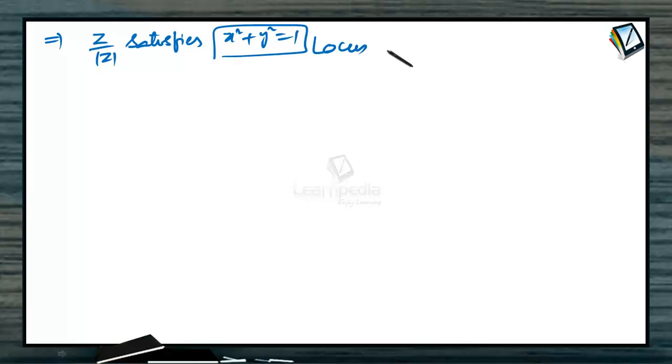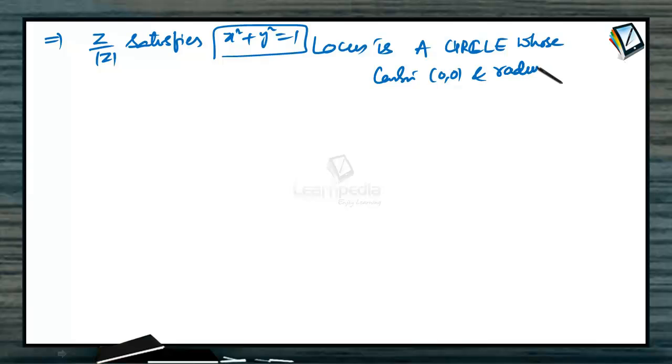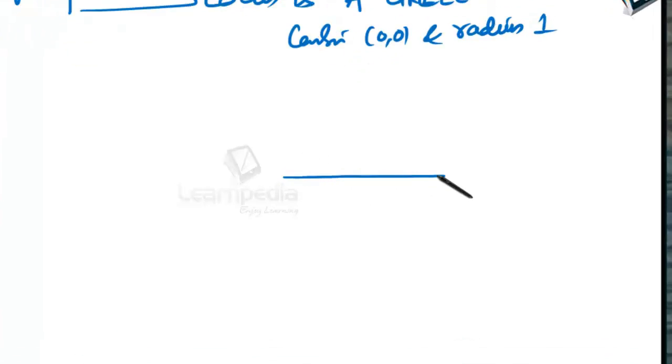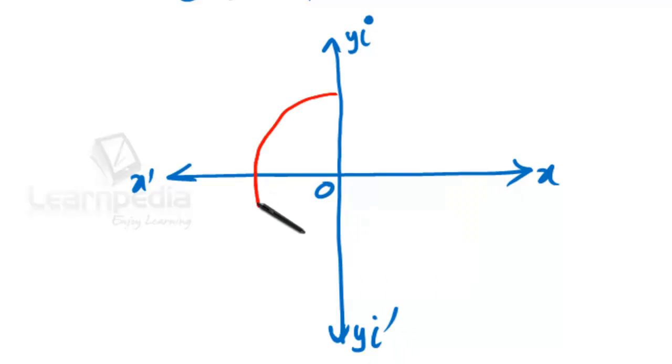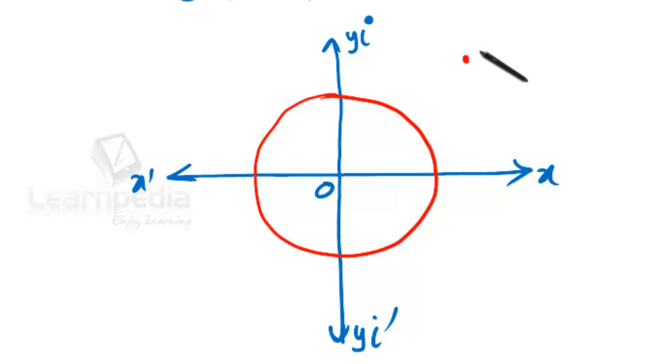This implies that z by mod z satisfies the equation x square plus y square equal to 1. When it satisfies this locus, the locus is a circle, whose center is the origin and radius is always equal to 1. So we can go for the diagrammatic explanation in this way. This is the coordinate plane, with x dash, y and y dash, and this is the circle. This is the point z, and this point is z by mod z. Let us take this point as say P.